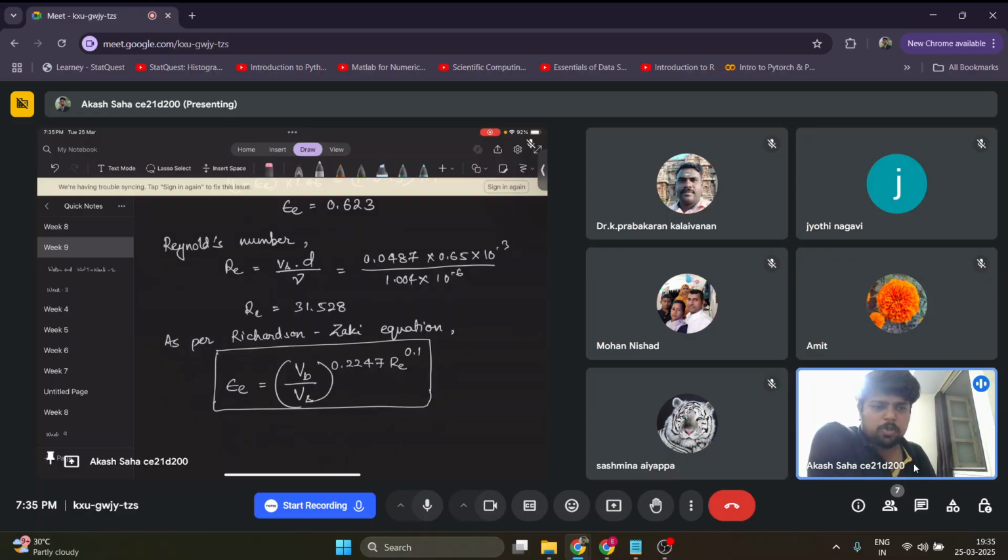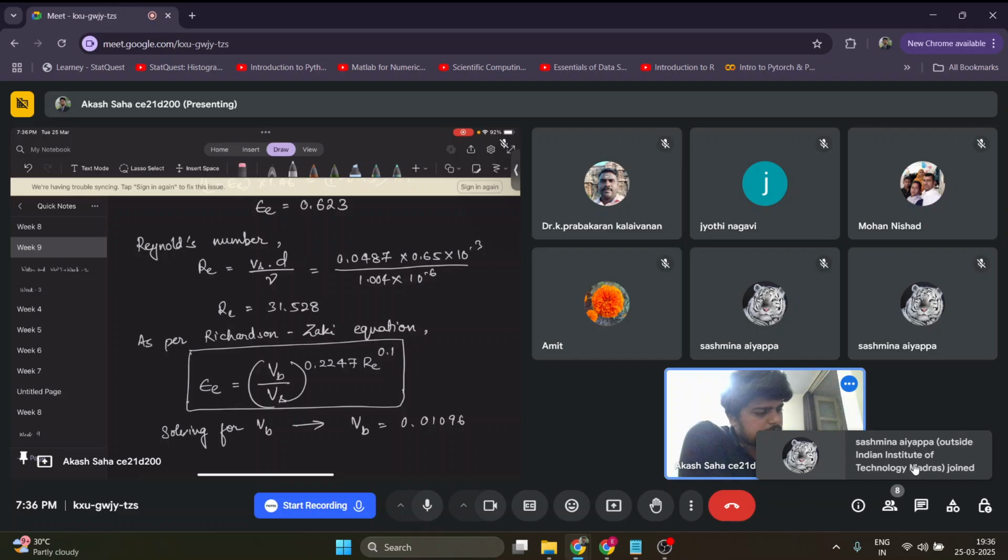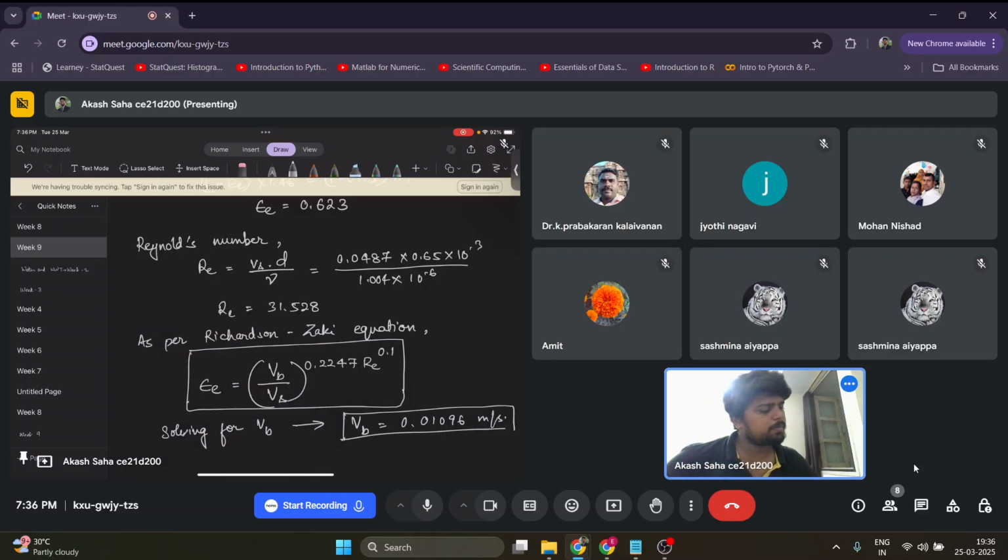So once you put all the values, solving for VB, we will get the backwash velocity as 0.01096 meter per second. So this will be my backwash velocity. This equation you have to remember. This is called the Richardson-Zaki equation. Is it clear? It's very simple.